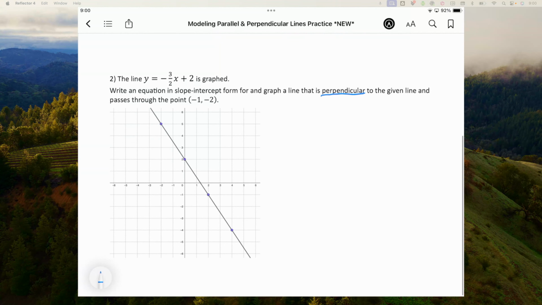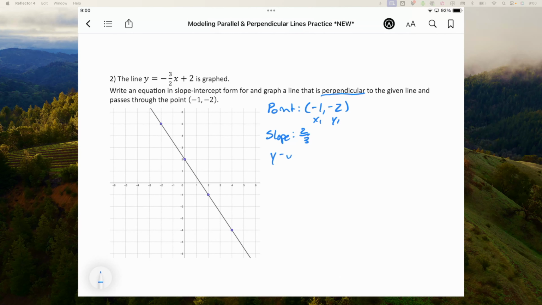So similar to the first one, we do have a point and we do have a slope. Our slope is going to be different though. Our point this time is negative 1, negative 2. And our slope needs to be perpendicular, so opposite reciprocal. So instead of negative 3 over 2, it's going to be positive 2 over 3.